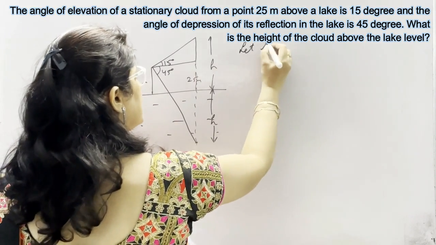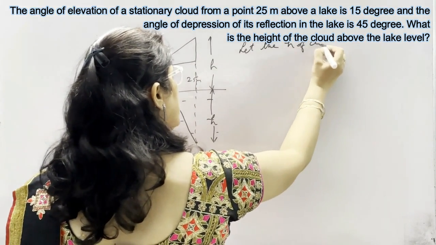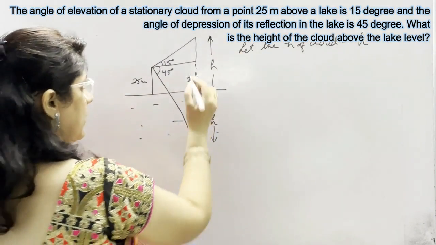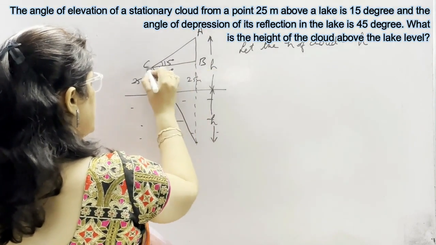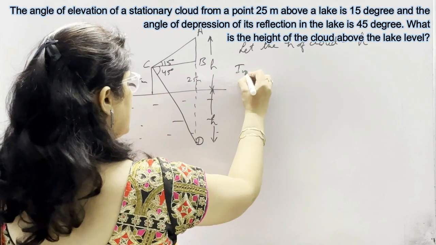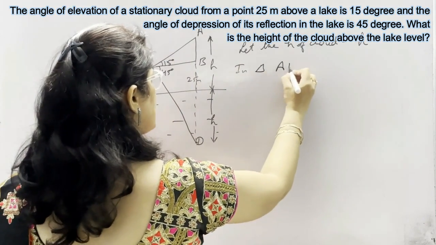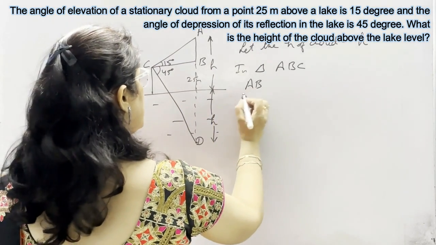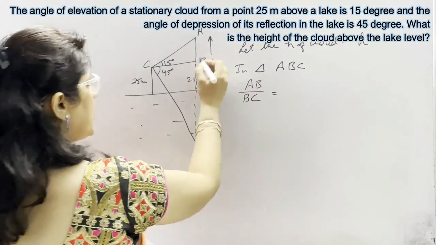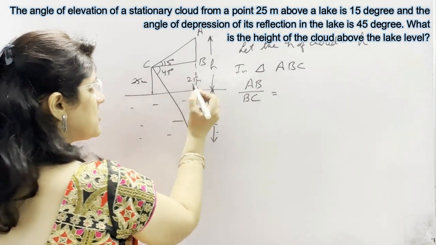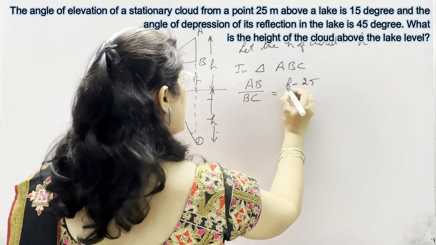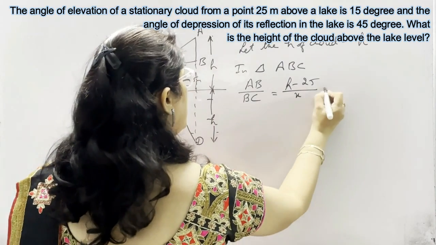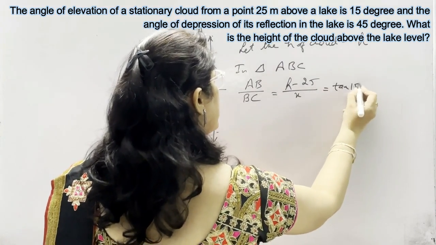Let the height of the cloud above the lake level be h meters. We have taken here h. Now taking triangles A, B, C and then D. In triangle ABC, this smaller triangle, tan is AB upon BC. The value of AB is this total H minus this 25. So H minus 25 is the value of AB, and BC we can take as X. So (H minus 25) upon X is equal to tan 15.